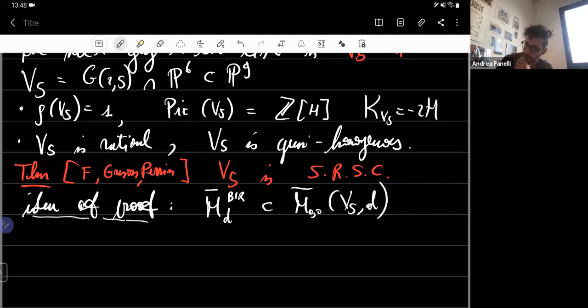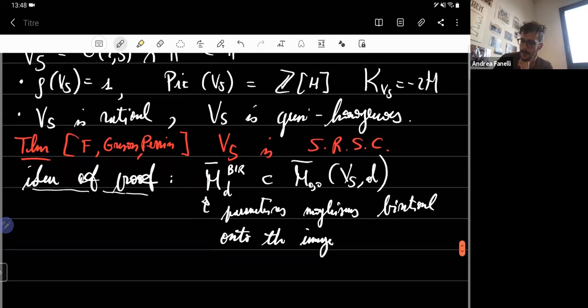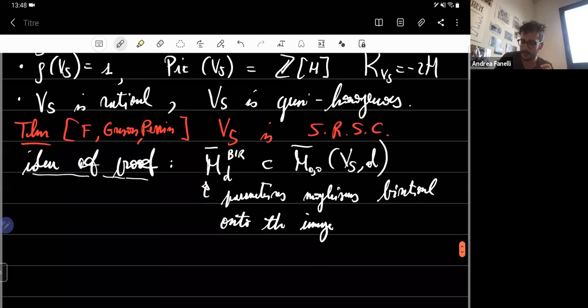I remind you, this is just a reminder, this parameterizes morphisms which are birational onto the image. We are lucky in a sense, because the structure of irreducible components of moduli spaces of rational curves on this V5 is not as nasty as it could be, because M_D birational bar is irreducible.